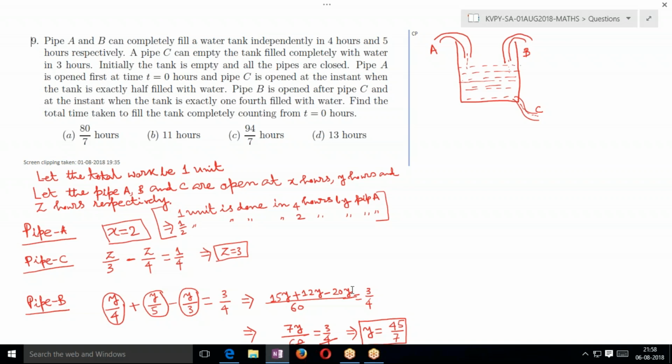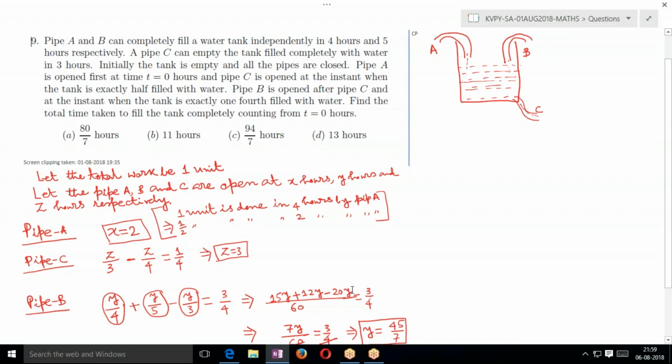I got another question, how come z becomes 3? Okay, so the thing is that pipe C is opened at the instant when the tank is exactly half filled. Okay, thanks Ganesh, I got your confirmation.